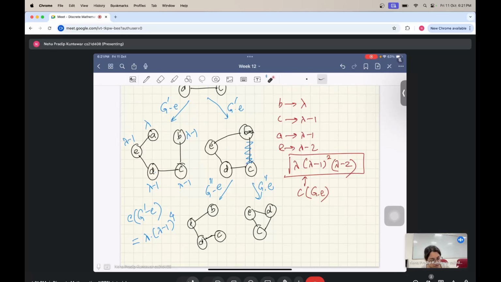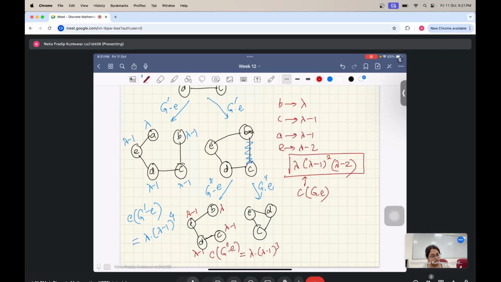So if I want to color this now, again it's the same idea as the path we did earlier. For the first vertex, you have lambda choices. For the second vertex, you have lambda minus 1, then again lambda minus 1, and again lambda minus 1 choices. So the chromatic number of G double prime minus E is lambda times (lambda minus 1) to the 3.